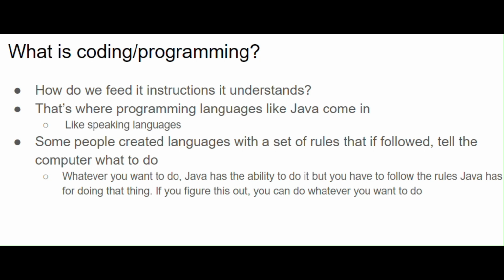So basically, this is what's happening. Whatever you want to do, from a coding perspective, or from telling the computer what to do, Java has the ability for you to do it. But you have to follow the rules that Java has for doing that thing. And if you can figure out the rules it has and then do it, then you can tell the computer what you want to do. And then you can do anything that you want to do.